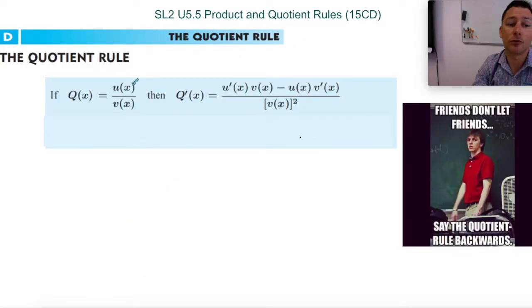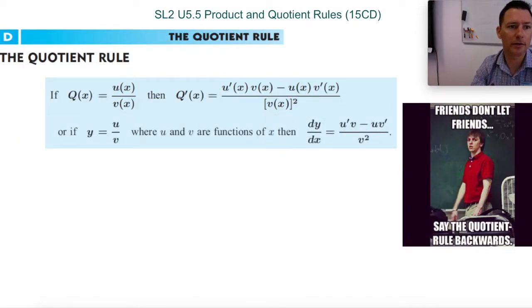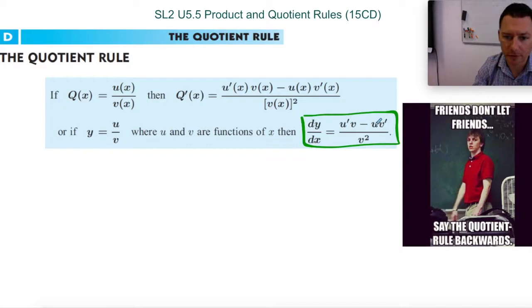If y of x is u of x over v of x, then the derivative of that is the derivative of the top times the bottom minus the top times the derivative of the bottom. The order matters. And you divide by bottom squared. That's kind of how I think about it. Or here's another way to write it, a little more simplified: derivative of the top times the bottom minus the top times the derivative of the bottom, over bottom squared. Cool.